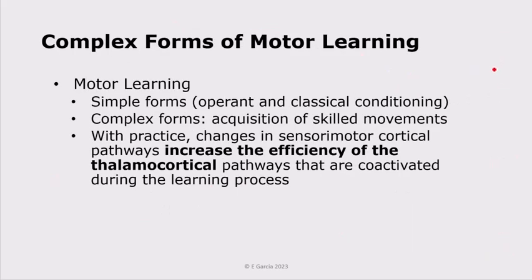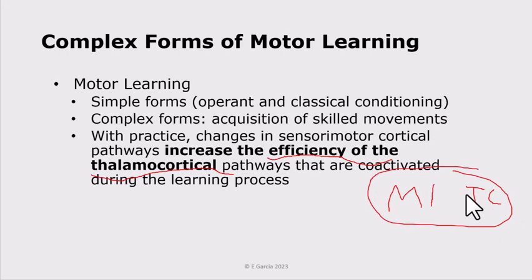Okay, motor learning. So you've got simple forms like operant and classical conditioning. You've got complex forms like the acquisition of skilled movements. But really, what you're looking for is to get an increase in what again? The efficiency of stuff that isn't M1. Yeah? So when movement happens, you have M1 and these thalamocortical pathways turned on at the same time. Over time, though, we want this one's activation to go down and this one's activation to go up, okay? So this situation here represents a good thing from an energy standpoint.